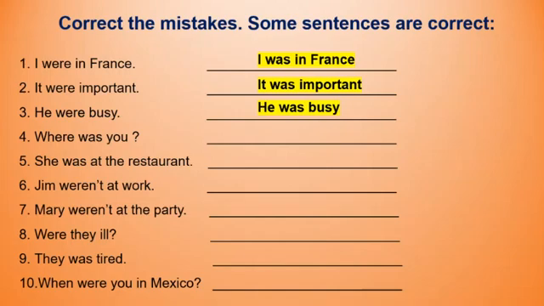Number 4. Where was you? No. Where were you? Number 5. She was at the restaurant. It's okay. It's correct. Number 6. Jim weren't at work. No, it's wrong. Jim wasn't at work.